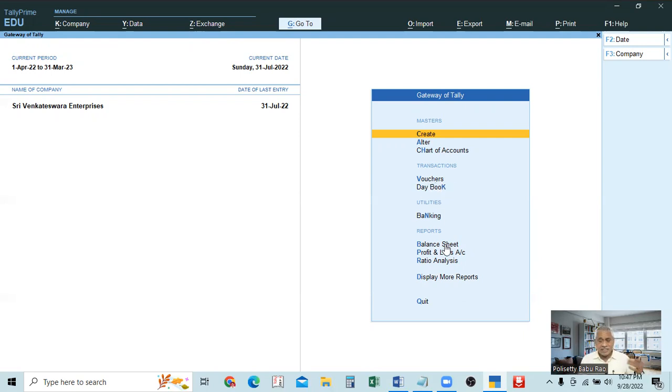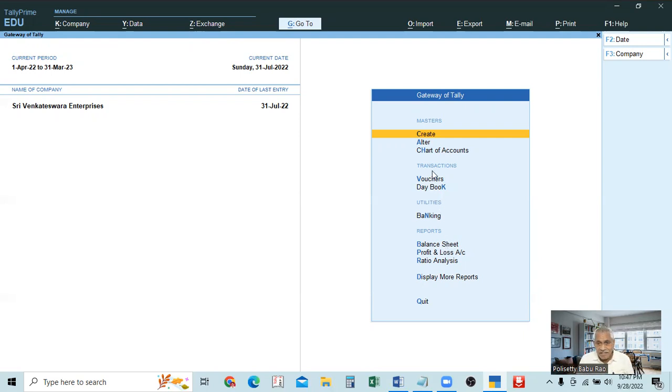Say yesterday we made some entries in receipt voucher. Today we made entries in payment voucher, and tomorrow we will make entries in some other voucher, and again next day another voucher. Like that we make entries in many vouchers.